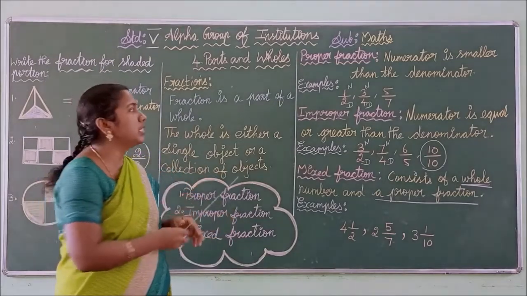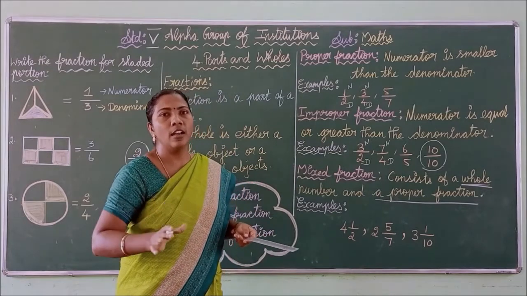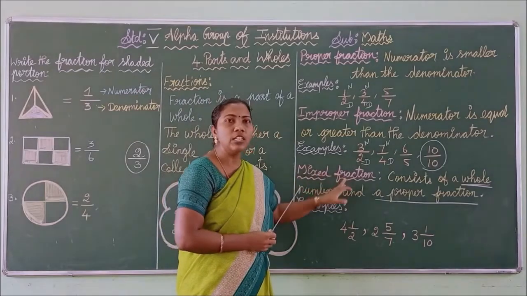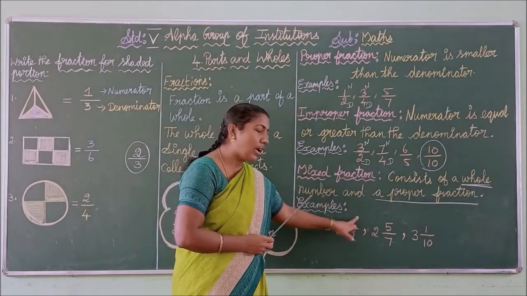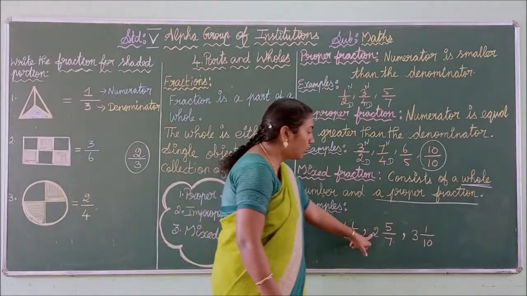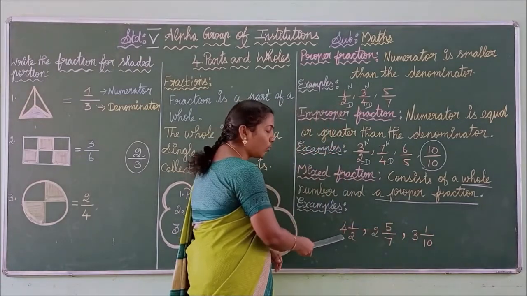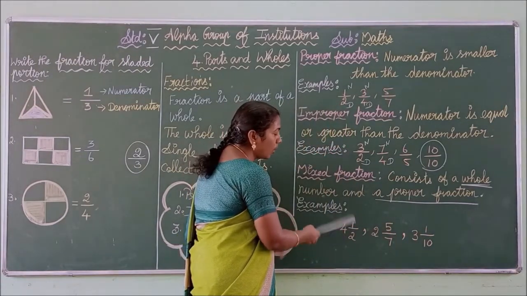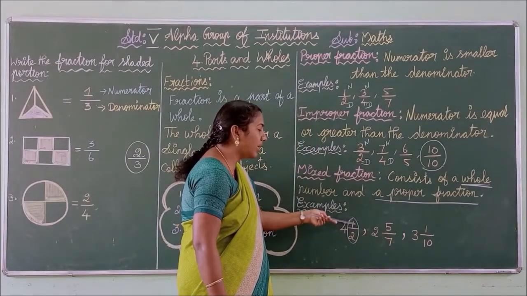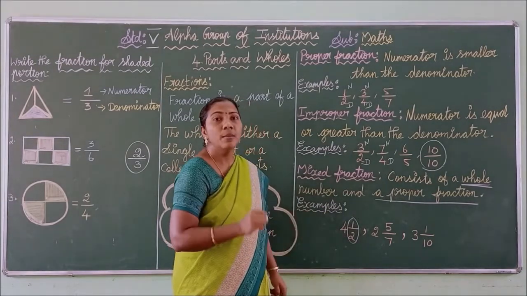Okay, proper fraction means see here 1 by 2, 3 by 4, 5 by 7. Numerator should be less than the denominator. Such types of fractions are said to be proper fractions. So a mixed fraction should contain a whole number and a proper fraction. See the example: 4 and 1 by 2, 2 and 5 by 7, 3 and 1 by 10. See the first one, 4. 4 is a whole number. See the 1 by 2. 1 by 2 is a proper fraction. Why? Because the numerator is less than the denominator.